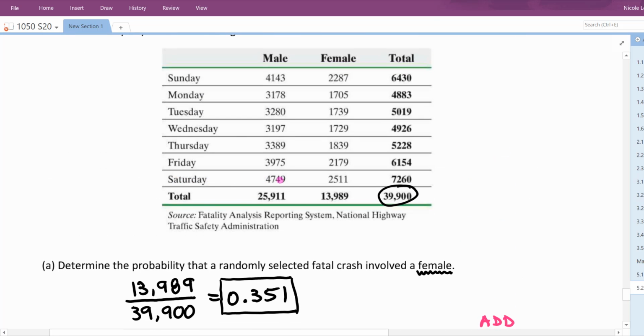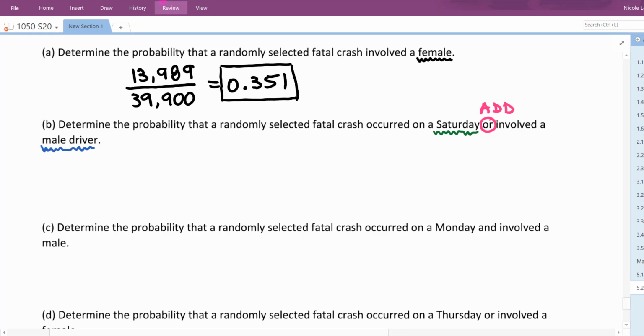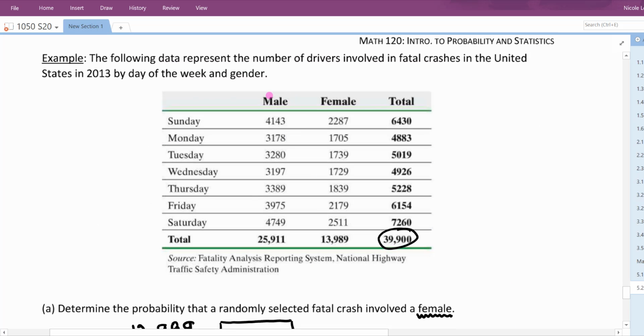So first we need the total number of crashes that occurred on a Saturday. So that's going to be right here, 7260. Okay, or tells us to add. And then now I want the total number of crashes that involved a male driver. Okay, so male driver, the total there will be the 25,911.